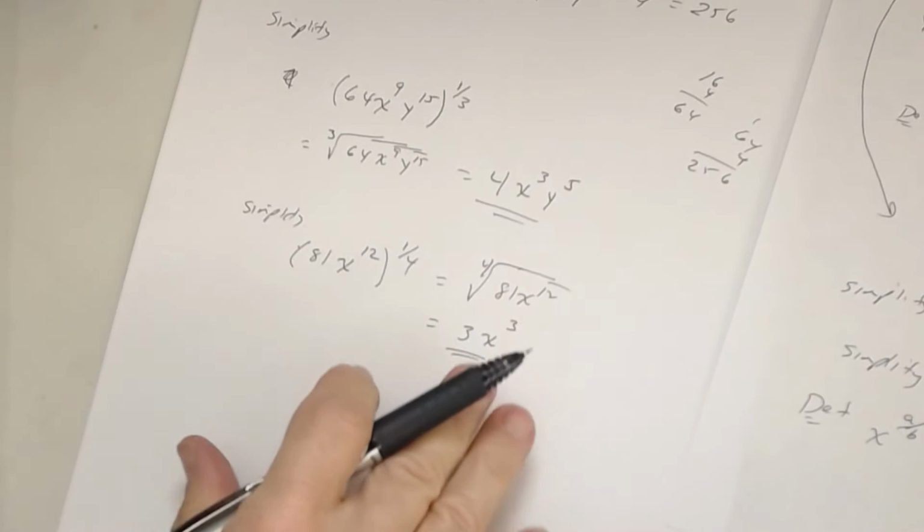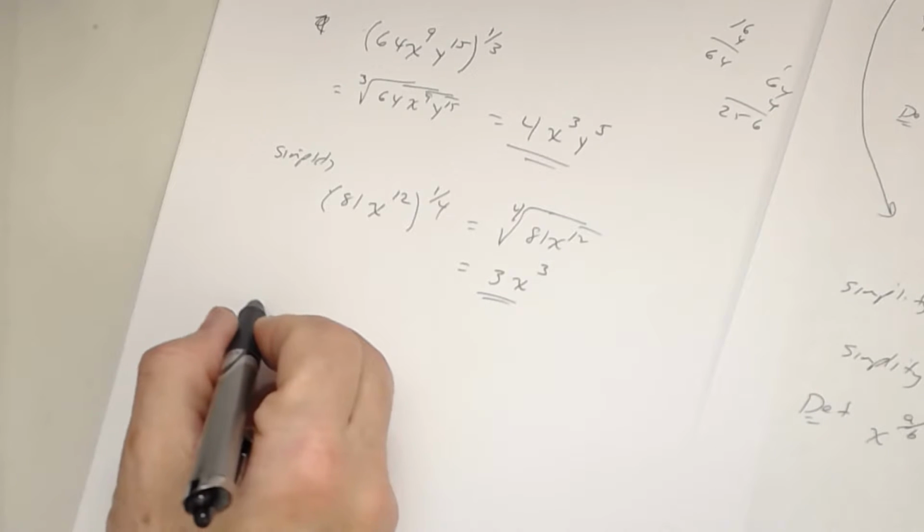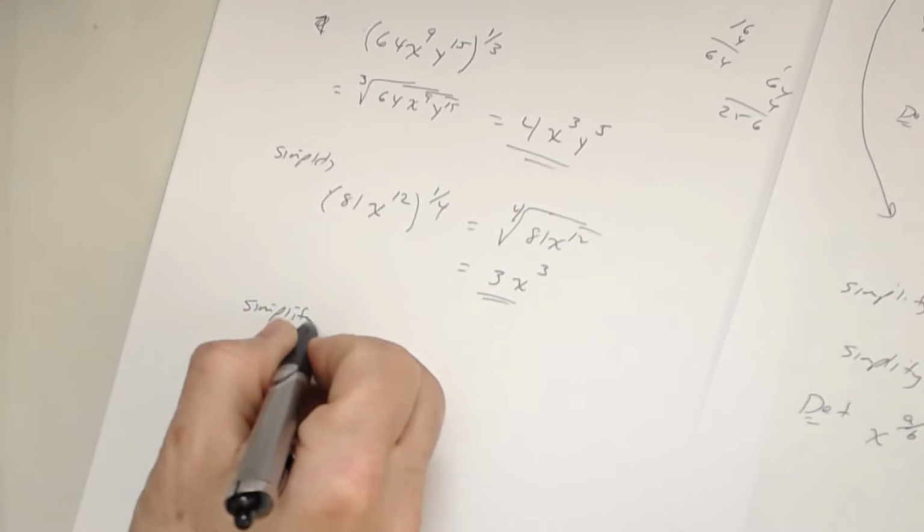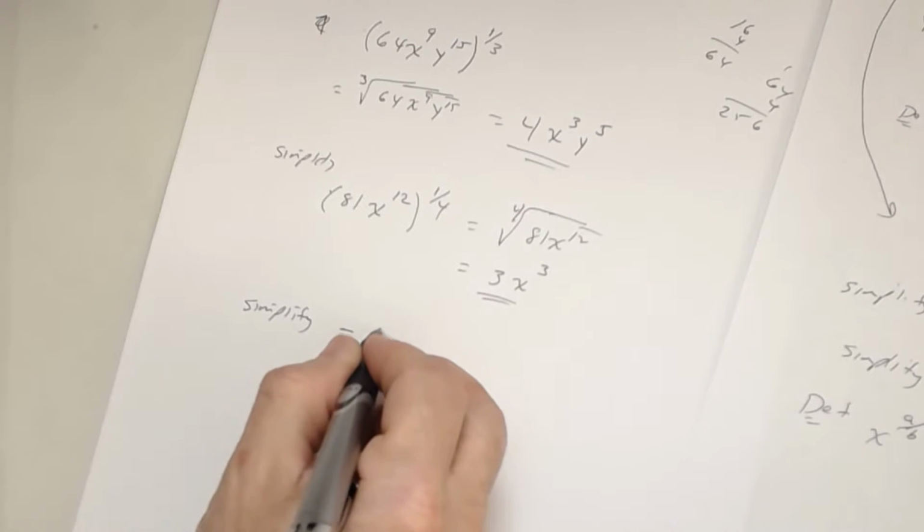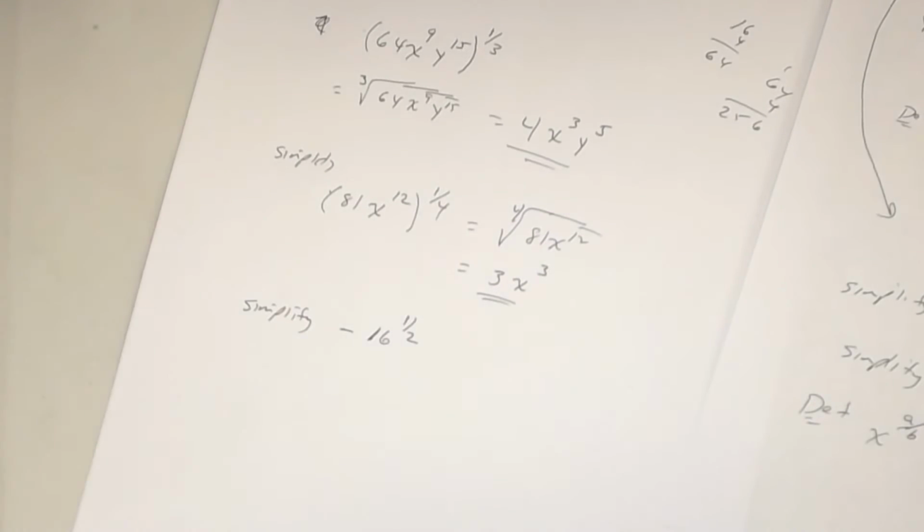Now let's look at this one. Now listen carefully to this. You've got to be careful with the negatives. Now, what is being raised to the 1/2 power? Is it negative 16 or 16? It's one of those two. 16 is being raised to the 1/2 power, not negative 16.